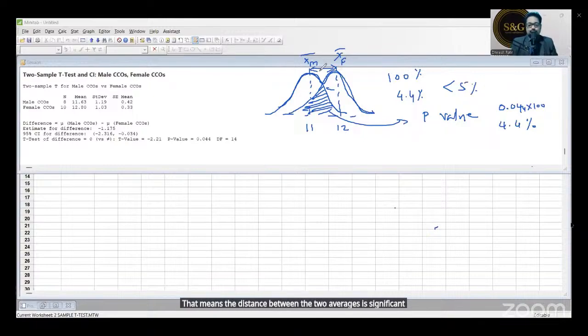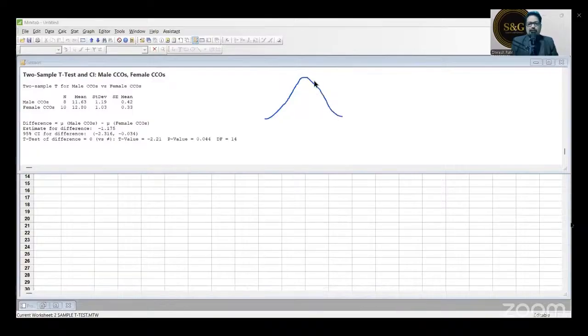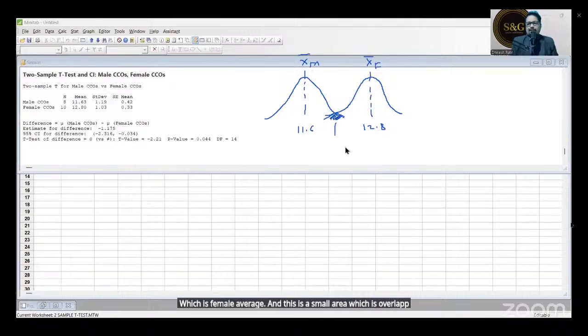Try to understand this. I will just draw it a little differently. Let me take the actual values here. First one is 11.6, for example. Now it should be like this. This is a better representation. And this is 12.8. These are the actual values. This is X bar M and this is X bar F, which is the female average. And this is a small area which is overlapping. Ultimately, this is my P value.